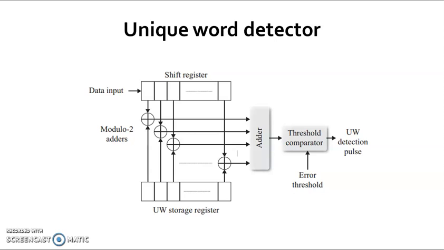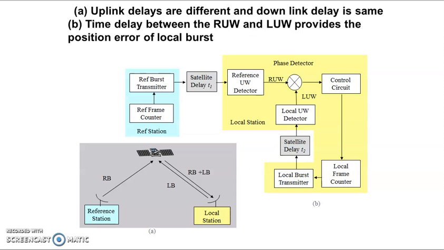This one is about a unique word generator. In a particular frame format, it generates a unique word, which we can use in a TDMA frame. Then we have different stations at the transmit side, and we can receive information from the different stations.